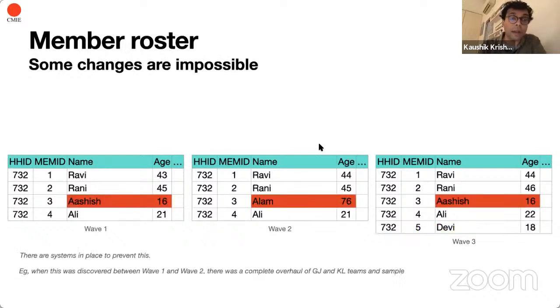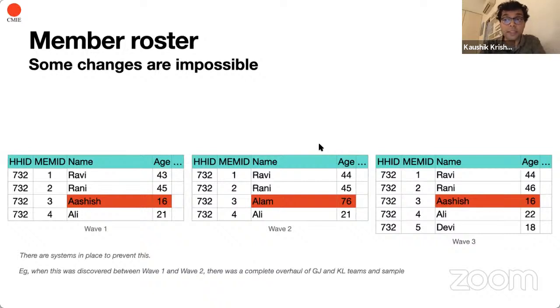So if household ID 732, member ID 3 was Ashish in wave 1, it cannot now suddenly become Alam in wave 2 and then go back to being Ashish in wave 3, because every single person in CPHS has a unique ID. So we have systems in place to prevent things like this from happening. Those systems are mostly the accumulation of the learning that we had in wave 1 and wave 2.